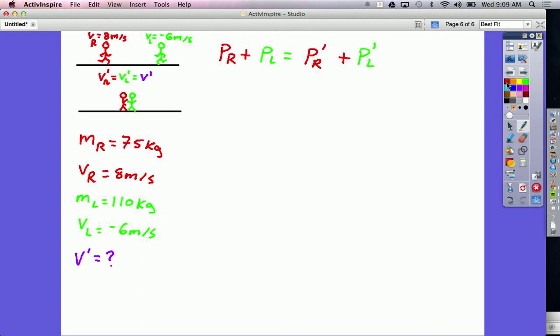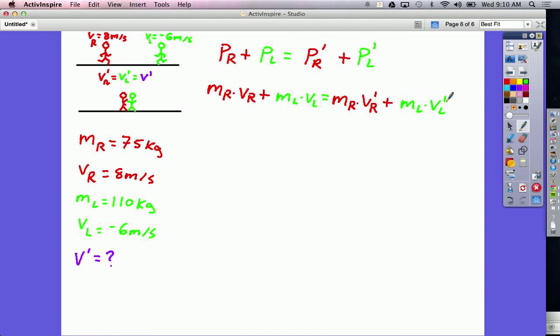I'm going to expand the momentums into what makes up momentum, which is mass times velocity. So mass of the running back times velocity of the running back plus the mass of the linebacker times velocity of the linebacker is going to equal mass of the running back times velocity of the running back prime plus the mass of the linebacker times the velocity of the linebacker prime.